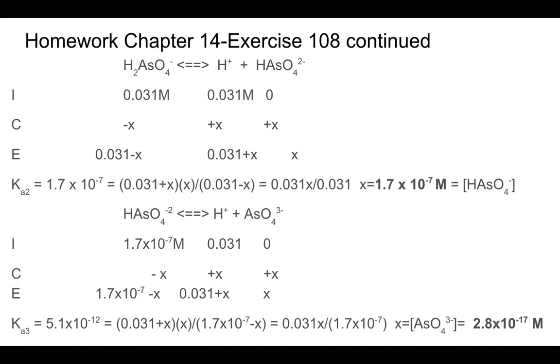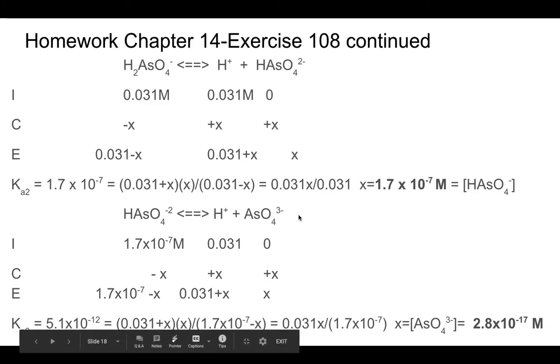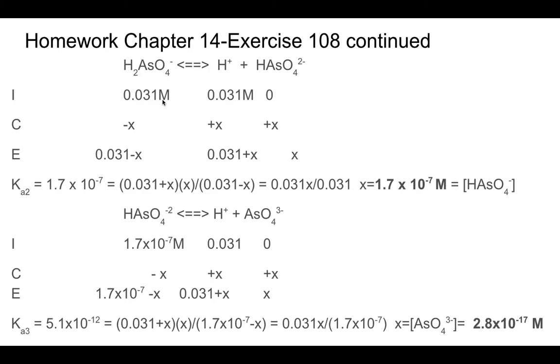Now, to get the other two things they want, which is the monohydrogen arsenate ion and the arsenate ion without any hydrogens on it, we have to work two more Ka problems. So we start with the ice table for the second ionization. 0.031 is our initial molarity, and that came from the previous ionization of the first hydrogen. H plus is also 0.031, and HAsO4 2 minus starts out as 0, so we have minus x, plus x, plus x. So we solve for it in the Ka. We drop the plus x on top. We drop the minus x on the bottom. We get x equal to 1.7 times 10 to the minus 7. So that's going to be the molarity of the HAsO4 2 minus.